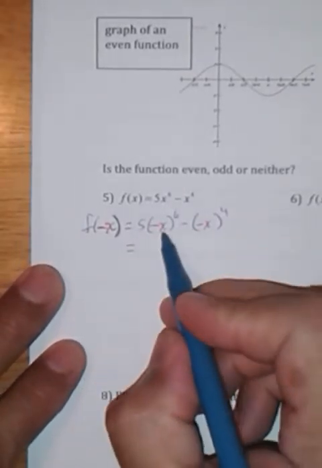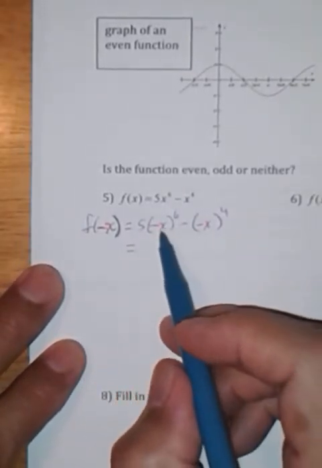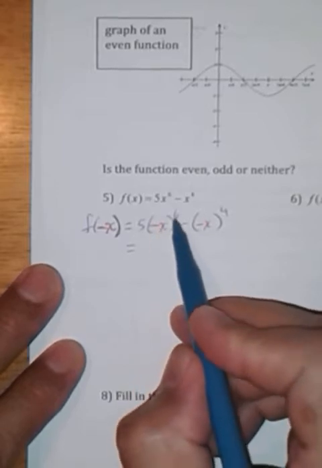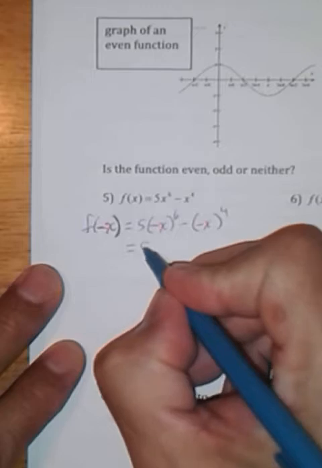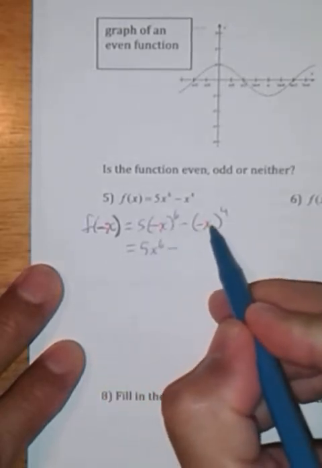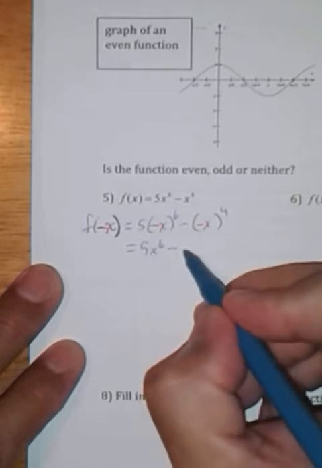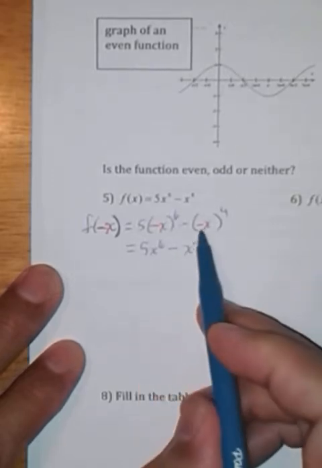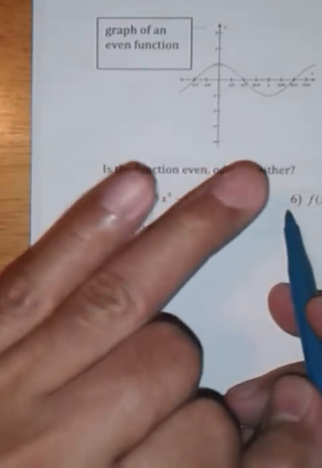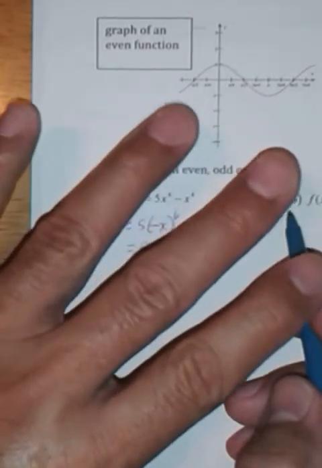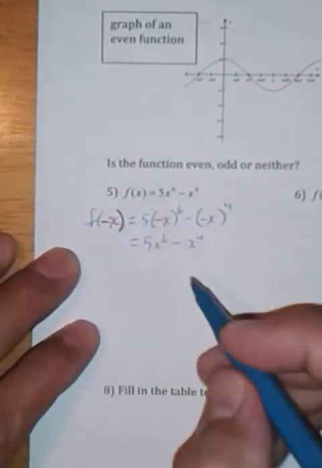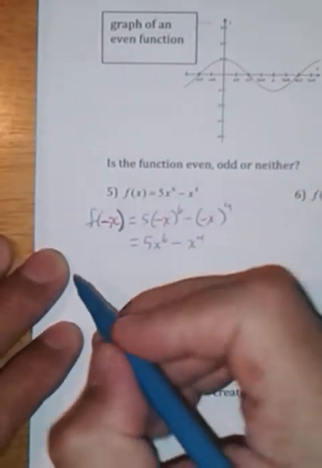So what is negative x to the 6? Well, the way negatives work is every 2 negatives make a positive. So here we're multiplying 6 negatives. This will be a positive 5x to the 6th. And over here, minus the negative x to the 4th will be a positive x to the 4th, because every 2 negatives again make a positive, and you have 4 negatives: negative x times negative x times negative x times negative x. That's positive, positive.